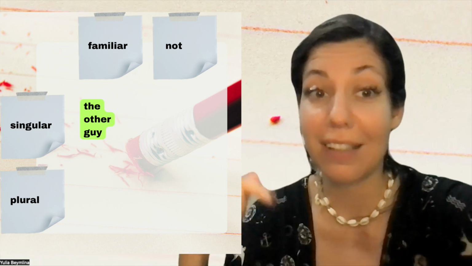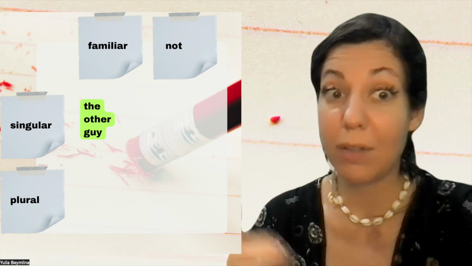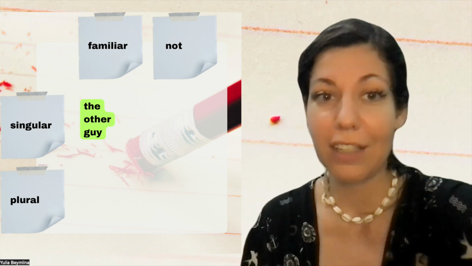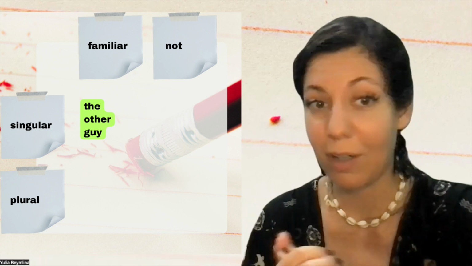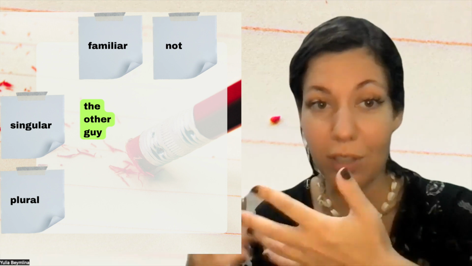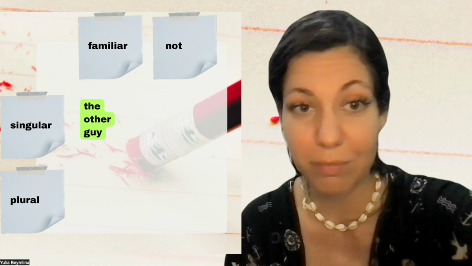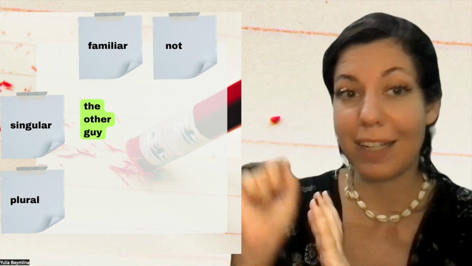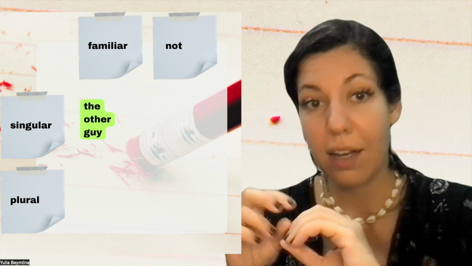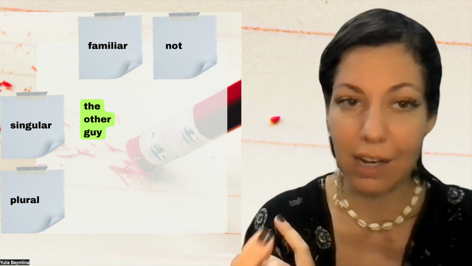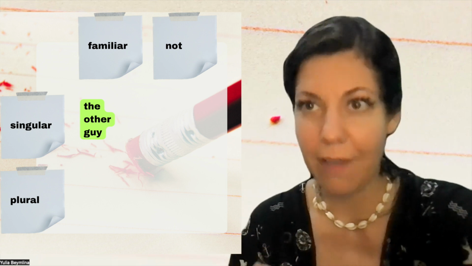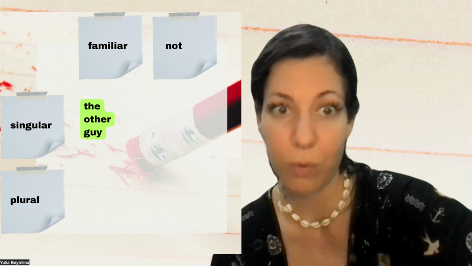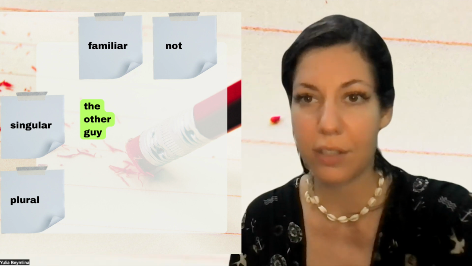Not another guy, but the other guy, right? Because if you say another guy, it means a new one, right? Not the second one, but a new one. Maybe you wanna invite more people to interviews. But if you speak about specifically the second person, you already know him. It's the other guy. You wanna choose the other guy. So another for singular non-familiar and the other for singular and familiar objects or people.